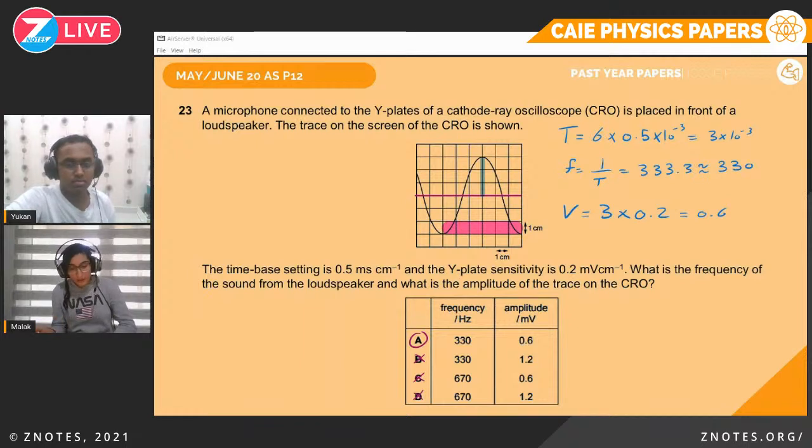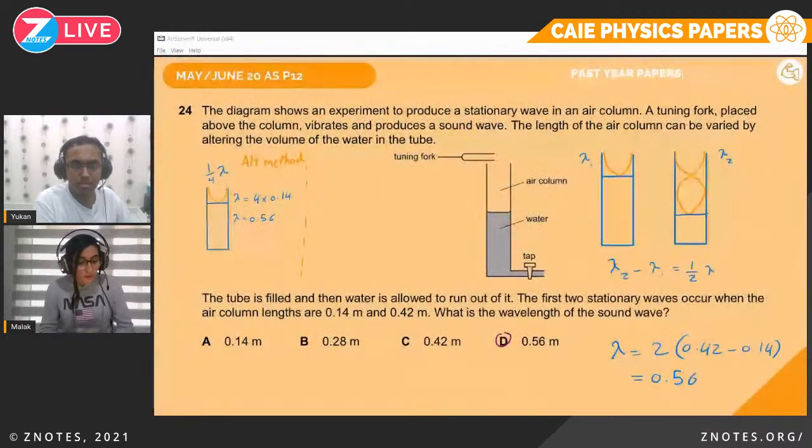Now, as for the amplitude, you just check how much displacement from the base, and we got 3 boxes. So we just now multiply 3 by the plate sensitivity on the y-axis, and we get 0.6 millivolts, and that is the one here. Again, it's just a matter of multiplying. Next question. Yep.